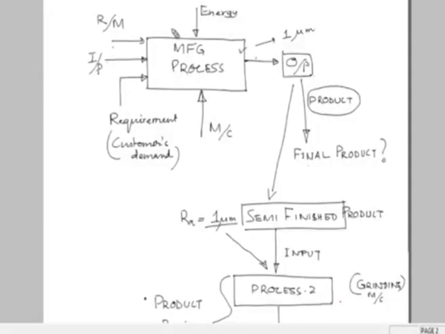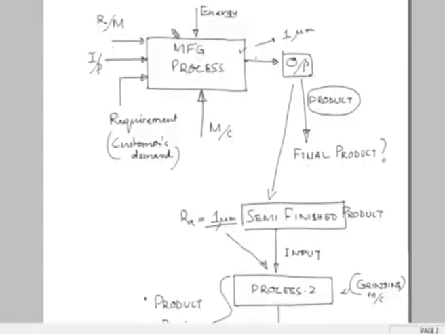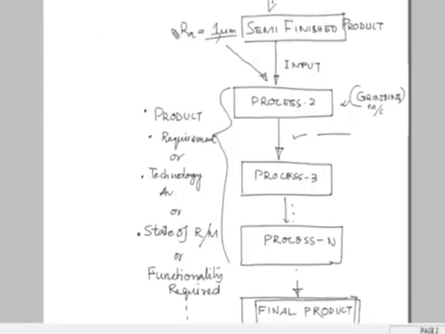Now, obviously in this case this is a second processing I am using, and if this machine is capable of giving me 0.01 micrometer surface finish, then probably at this stage itself I am arriving at the final product. If not, then probably I have to go through the other processes as well.